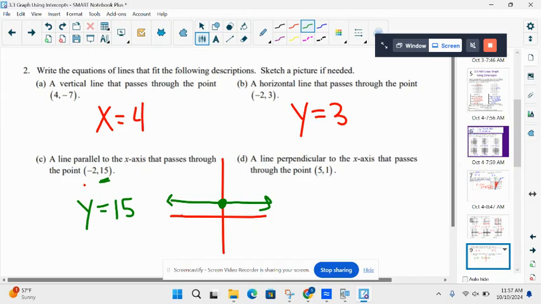Okay. And then for D, this says perpendicular. So it'd be going 90 degrees to the x-axis. So somewhere like that. So that means if it crosses through the x-axis, then it's x equals whatever the x-coordinate is, x equals 5.